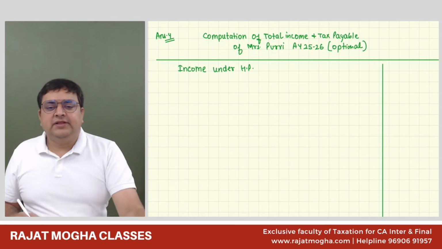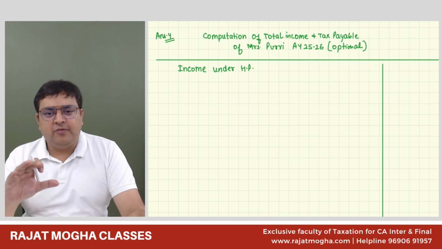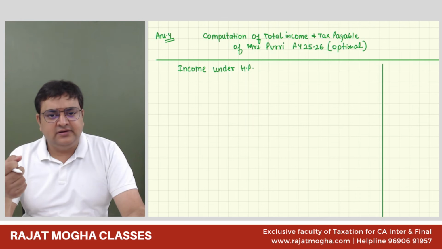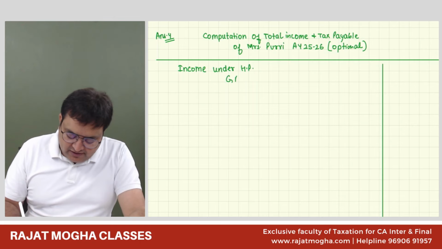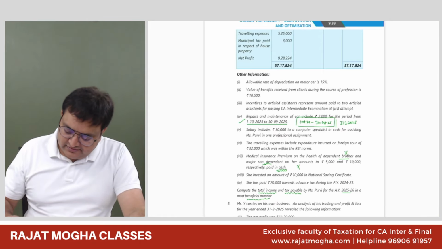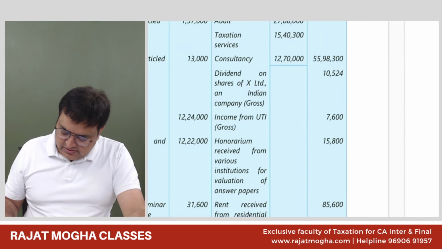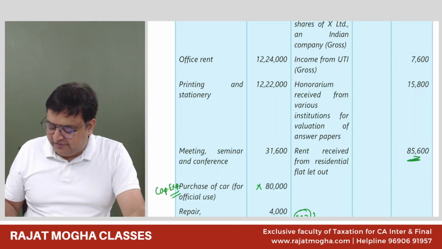We have been given the rent she has received, and there is no information regarding the municipal value, fair rental value, or standard rent. So we will take the GAV as the actual rent only. So gross annual value, it was given to us that she is receiving 85,600, right?